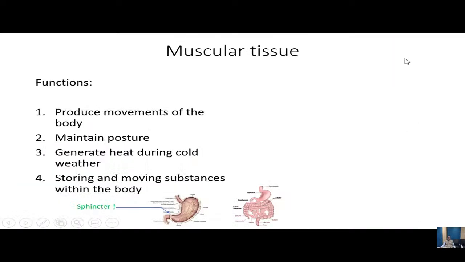So what are the functions of the muscular tissue? Obviously, the first and the most important function would be that they produce movements of the body. So whenever we want to move our body, want to walk, run, etc., then this muscle tissue comes into action. It maintains the posture. Many times we don't realize, like I am sitting now, so this is a particular posture which is being maintained by the muscle tissue.